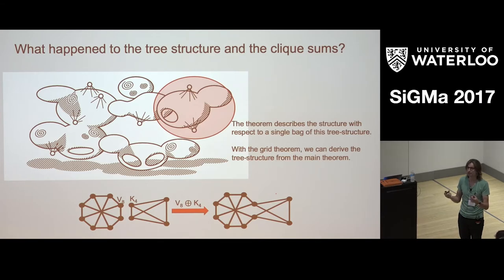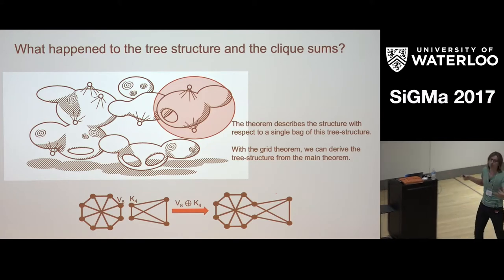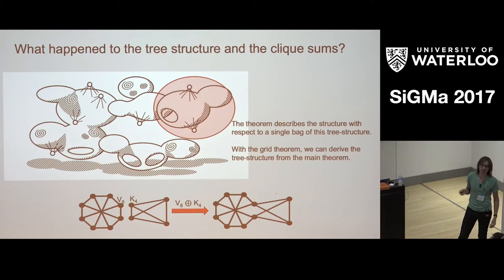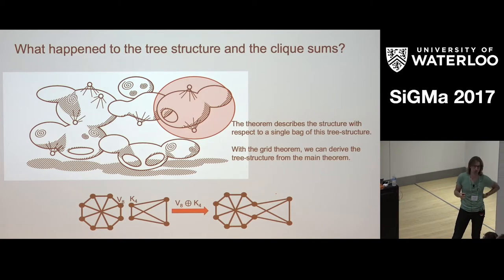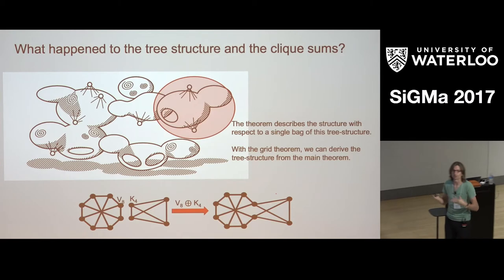And in fact, it wasn't an accident that I picked walls as my graph for anchoring. If you've seen the grid theorem of Robertson and Seymour, walls are what I need to force a big tree within the graph. That's what's behind the choice of walls. With the grid theorem, we can derive the whole tree structure for the graph starting from the main theorem without too much additional work. So I'm not cheating. This is really the meat behind the tree structure theorem that you saw in the first slide as well.